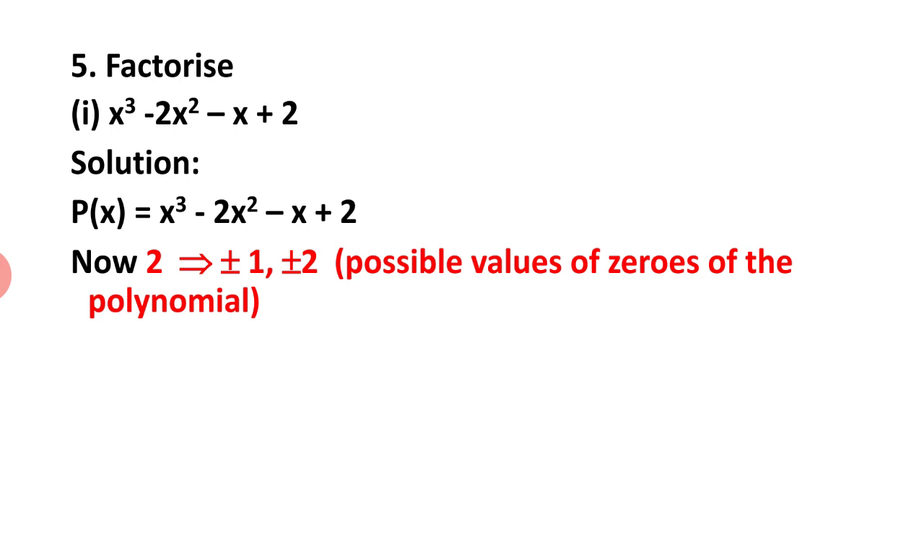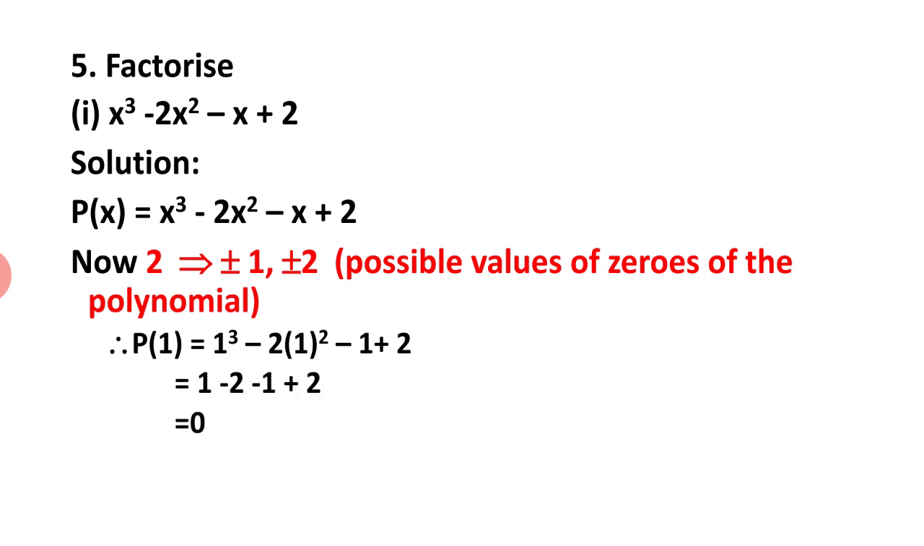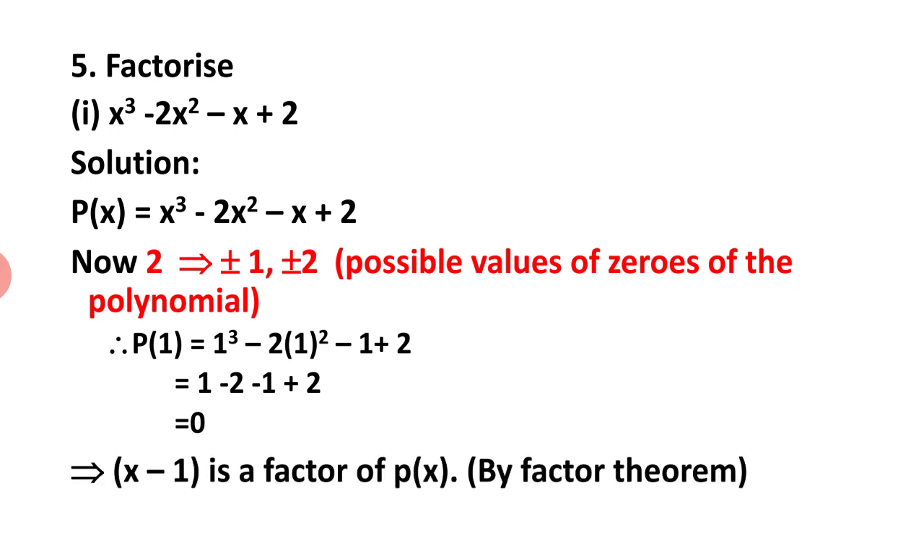Now how will you check which value is the zero of the polynomial out of these 4? We will use the factor theorem. So we will go with p of 1 first. Now let us try for 1. So p of 1 we will see. What is the value of p of 1? It is 1 cube minus 2 into 1 square minus 1 plus 2. So 1 minus 2 minus 1 plus 2. The value is 0. What does it indicate? It indicates that x minus 1 is a factor of p of x.